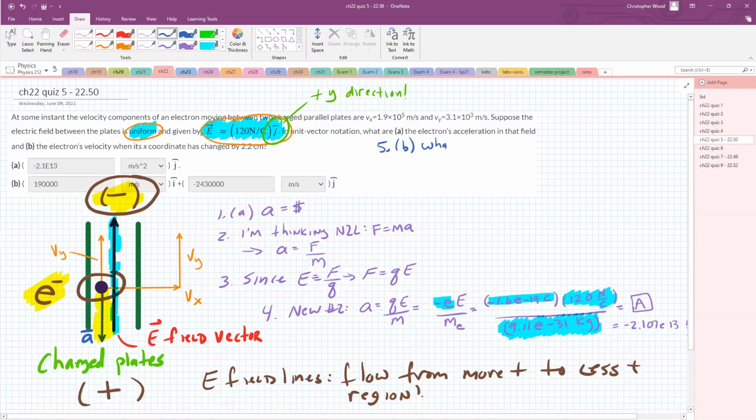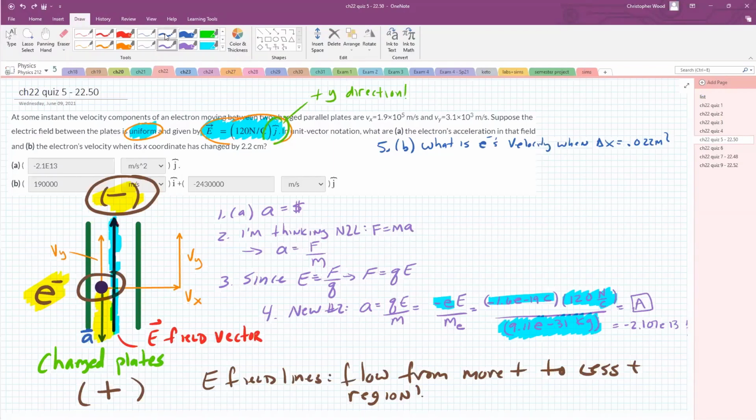What is the electron's velocity when delta x, the change in its x coordinate, equals 0.022 meters? That's my number. So this is the question: what happens when this electron moves? It will be acted upon by an acceleration. So there's change afoot. Okay, so number 6, nothing happens to its x velocity, because the acceleration is purely in the y direction. Vx remains unchanged.